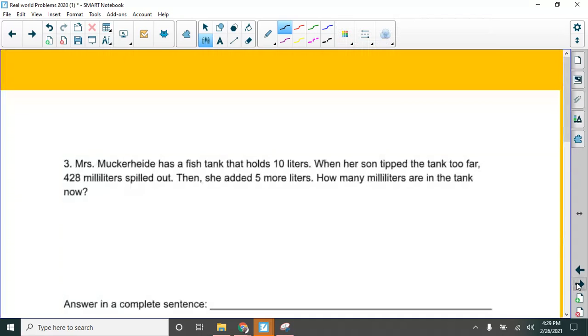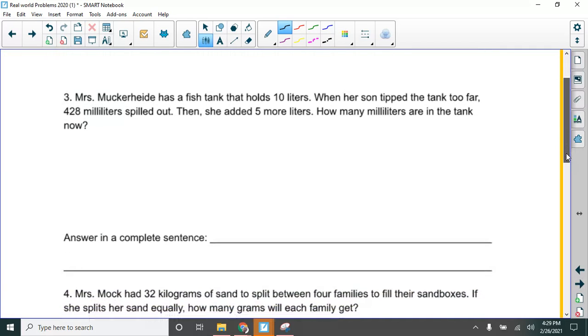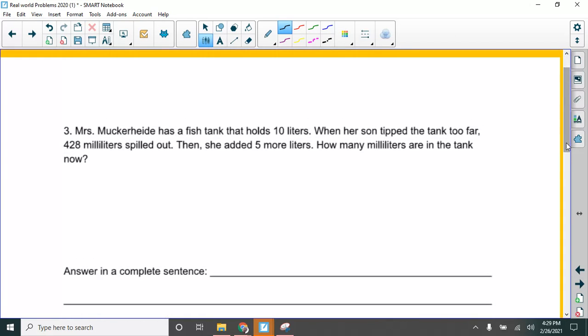One more together here. Oh boy, now we're going to fish time. We're going to a fish tank. Mrs. Muckerhide has a fish tank that holds 10 liters. When her son tipped the tank too far, 428 milliliters spilled out. Then she added 5 more liters. How many milliliters are in the tank now?